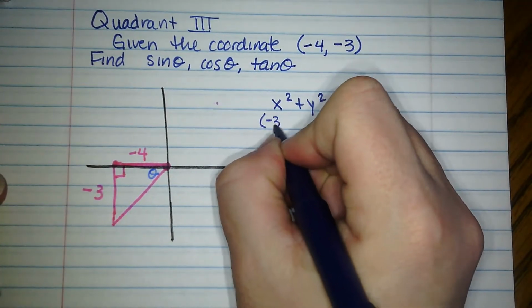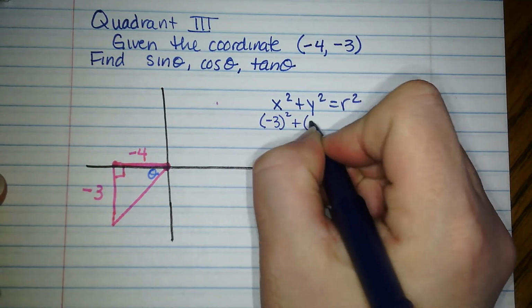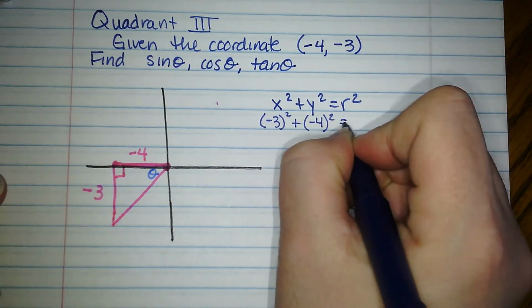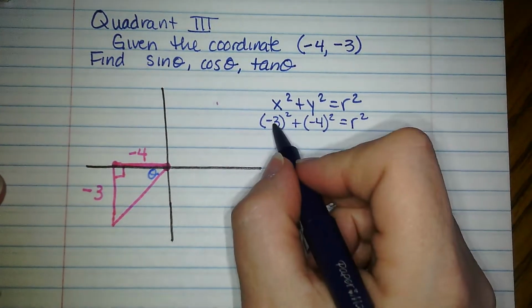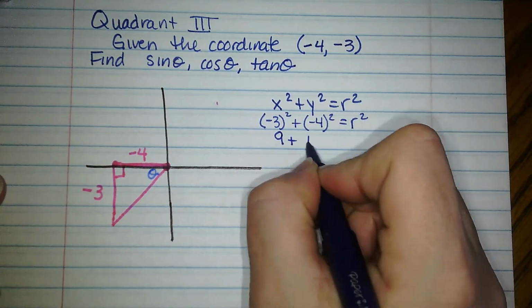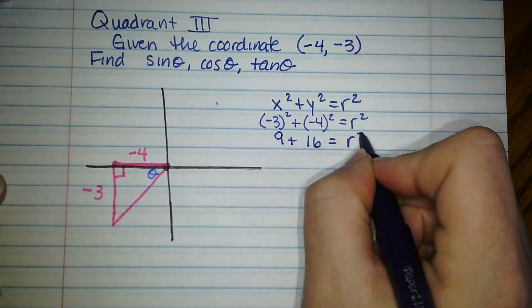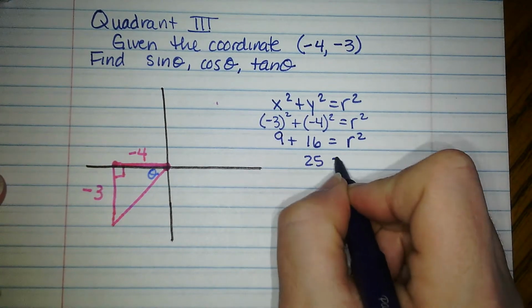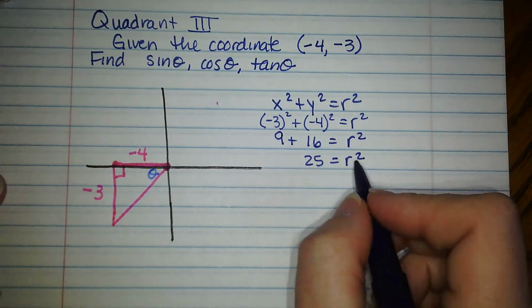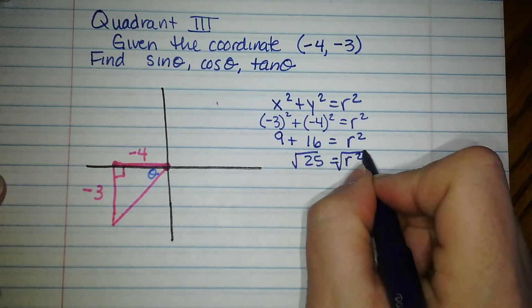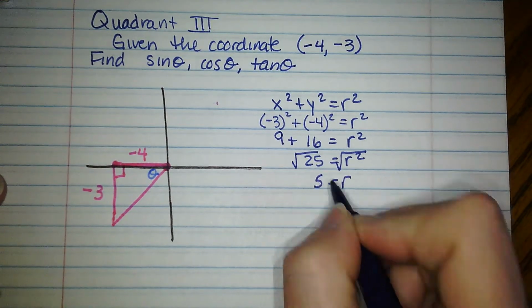And don't forget what I told you before, and that is when you square a negative number, it must turn out positive. So this is going to be a positive 9 and a positive 16. And 9 and 16 make 25. And when you square root that 25, the radius is 5.